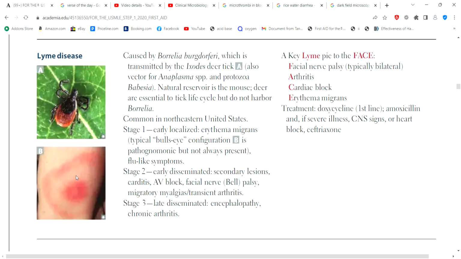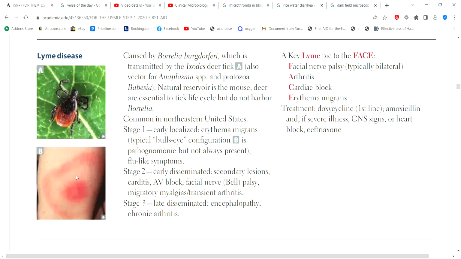Stage 2 is early disseminated: secondary lesions, carditis, atrioventricular block, facial nerve palsy, migratory myalgia, transient arthritis. Stage 3 is late disseminated: encephalopathy, chronic arthritis. These are symptoms that Lyme disease causes: facial nerve palsy, which is bilateral, so both sides of your face will droop. Arthritis, cardiac block.